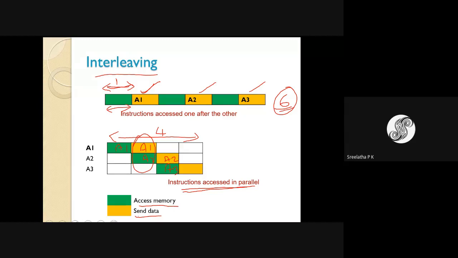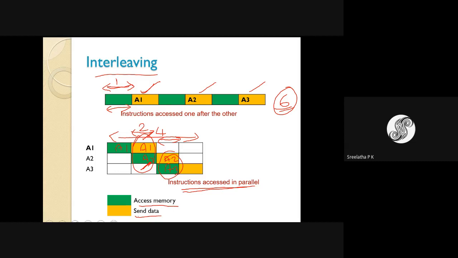The first instruction sends the data, and here the memory location is accessed. The second instruction's memory location is accessed at the same time, in the second clock cycle. Correct? Here also the work is being done parallelly: accessing the location of memory while some previous instruction's data is accessed and sent. So this task is done parallelly.